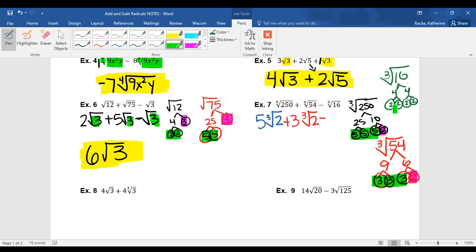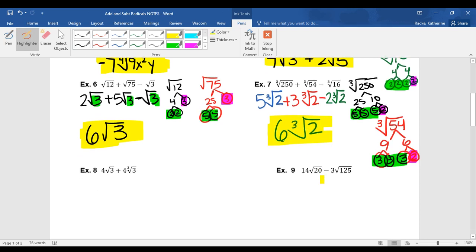Okay, I have a group of 3 of 2s there, and I have 1 2 left over. So that simplifies to 2 cube root of 2. Okay, so now there are all the cube root of 2s, which means I can just add and subtract them. So I would do 5 plus 3 to give me 8. 8 minus 2 to give me 6 cube root of 2. And that is your final answer there.